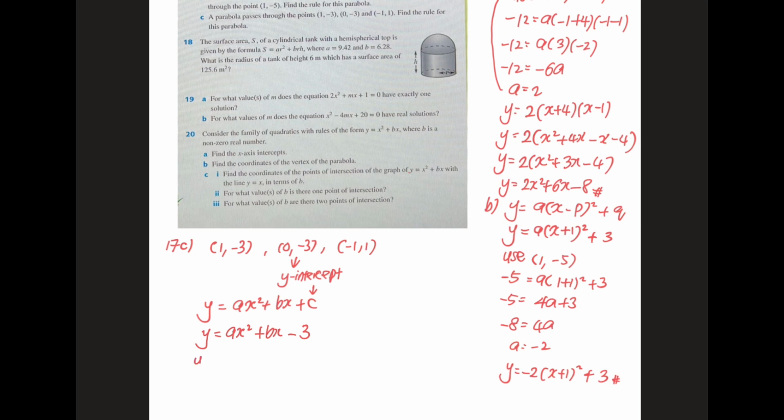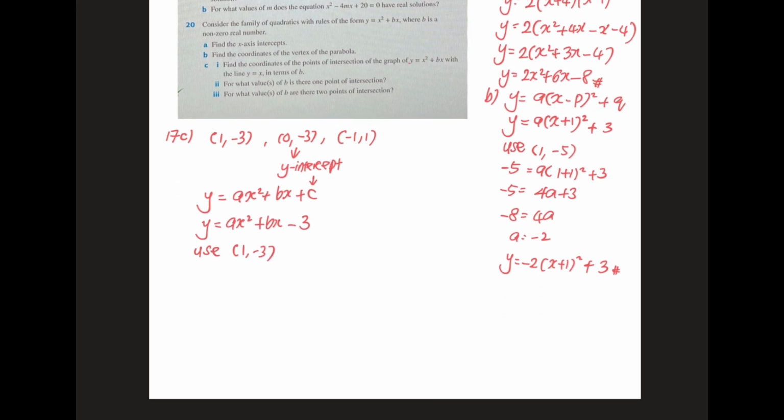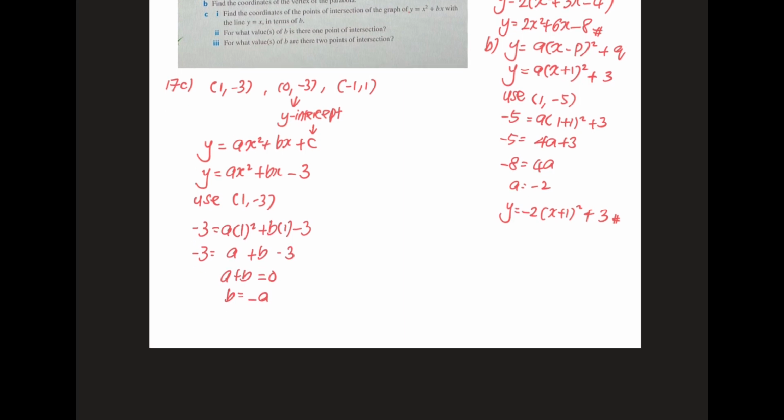Minus 3. Okay, so once we have this, then we have to find a and b. We use 1, minus 3, yeah? So x is 1. We put 1 here and here. Y is minus 3, we put here. Okay, then we substitute, and we get minus 3 equal to a plus b minus 3. A plus b is 0. B equal to negative a.